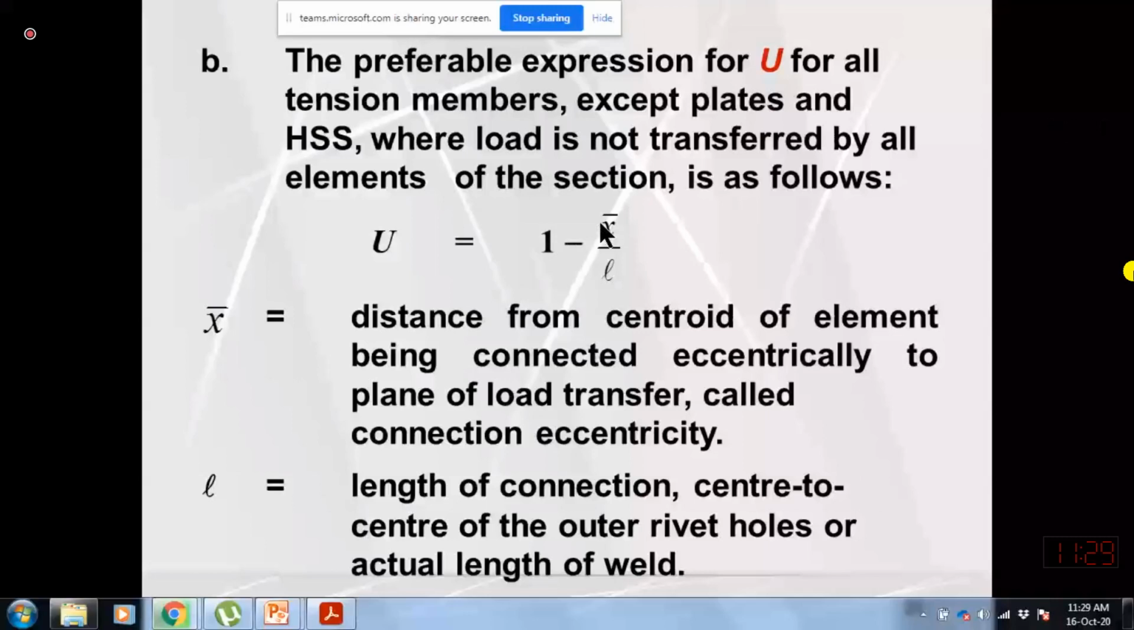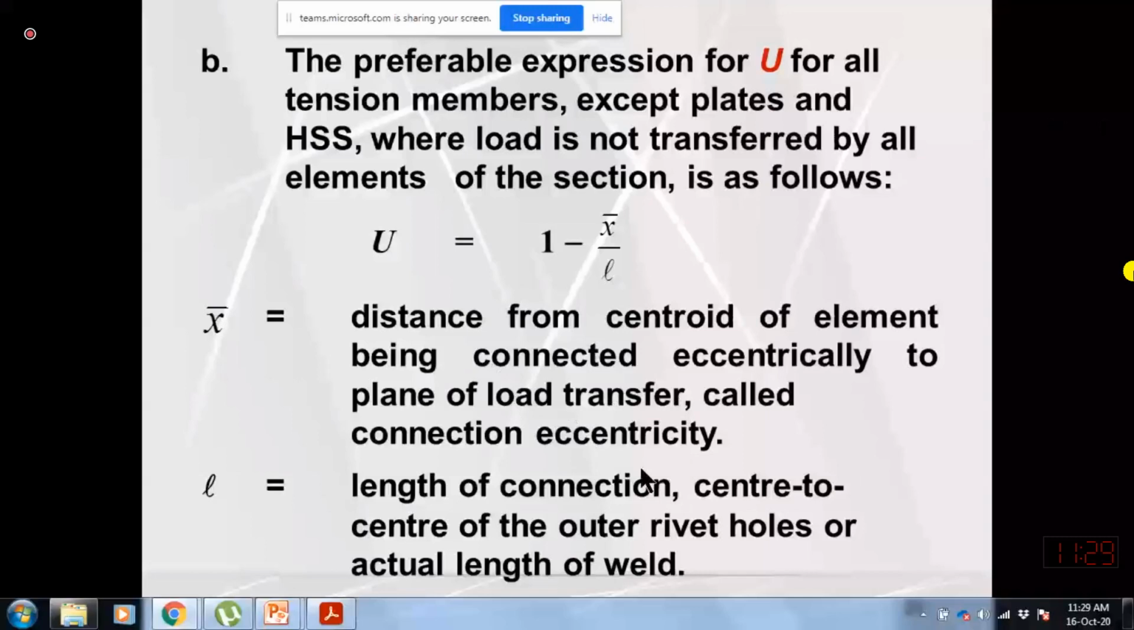Here L is the length of the connection, the total length of the connection. I will show you the next diagram. And x bar is the eccentricity of the member which is being connected with the other element or other structural component. So we will see what this x is and what this L is. So x is the distance from the centroid of the element being connected eccentrically to the plane of loading transfer, called connection eccentricity. And L is the length of connection, the center-to-center length of the outer rivet holes or the actual length of weld.